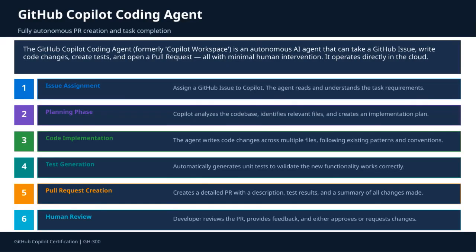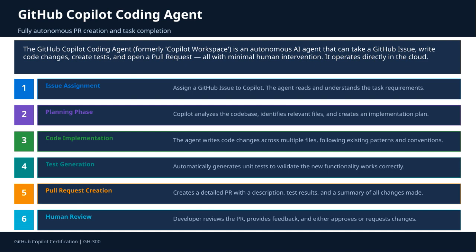The GitHub Copilot coding agent is an autonomous AI tool designed to streamline the development workflow by fully automating pull request creation and task completion. It can take a GitHub issue, understand what's needed, write the necessary code changes, generate tests, and open a pull request, all with very little human input. What's impressive is that it operates entirely in the cloud, making the process seamless and efficient.